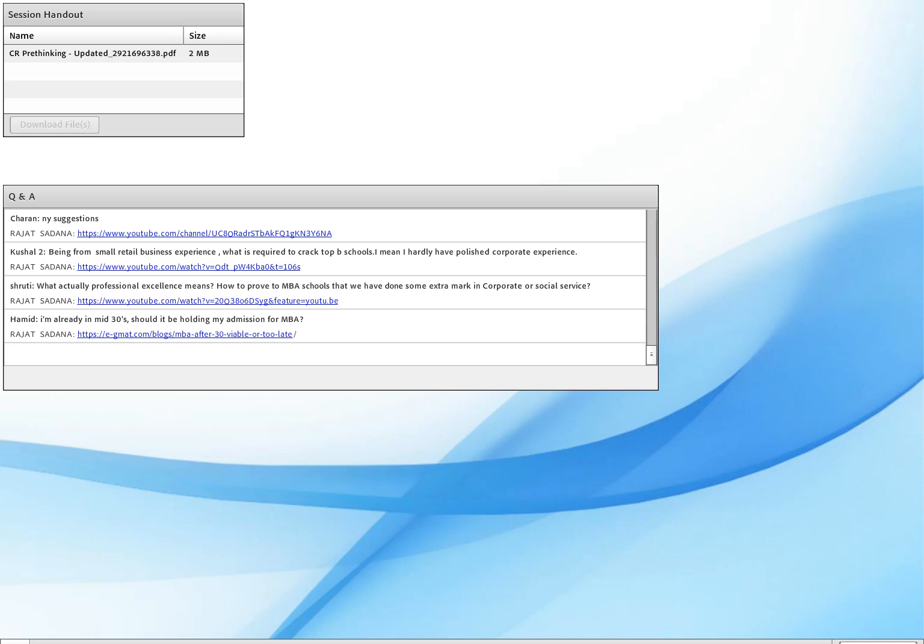As long as you can prove that. I have had students who've been 35, 36 years of age, and they've gotten into top B schools. 3 years ago, I visited UCLA Anderson. The oldest student in the full-time MBA class was 47 years old, and it made good sense for him to do an MBA.